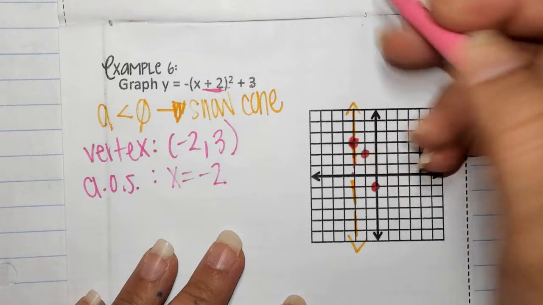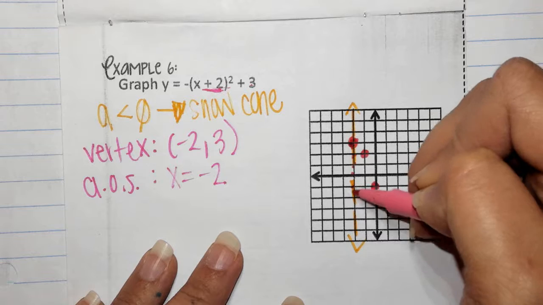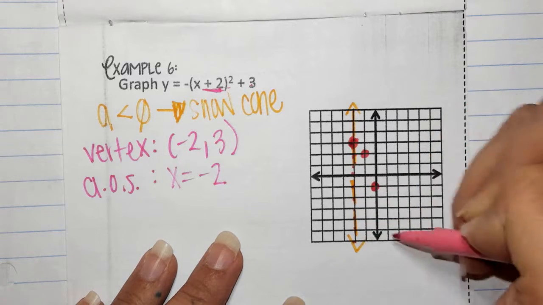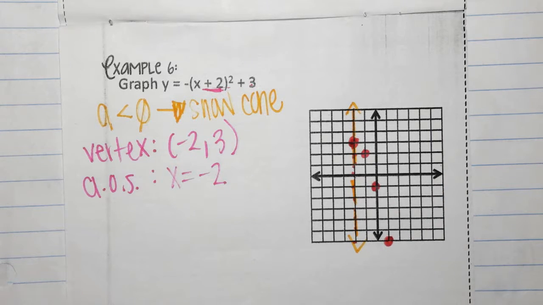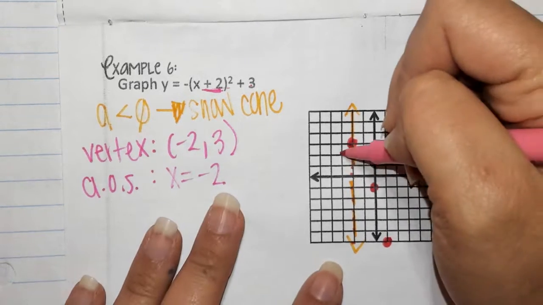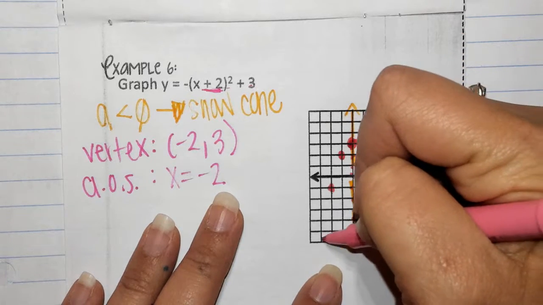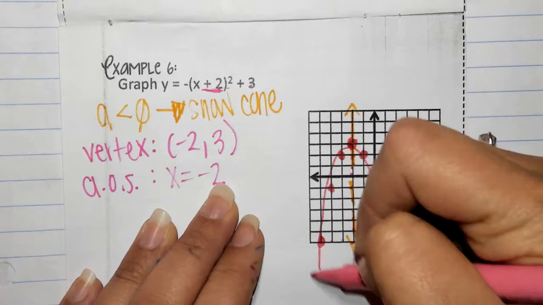Always go back to your vertex. What's our 9? So go down 1, 2, 3, 4, 5, 6, 7, 8, 9, and right how many? 3. And then do the same thing on the other side. Just reflect. And we're done.